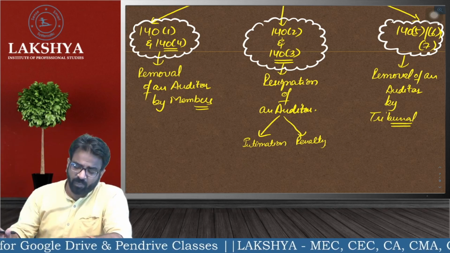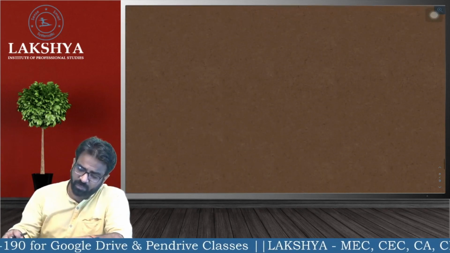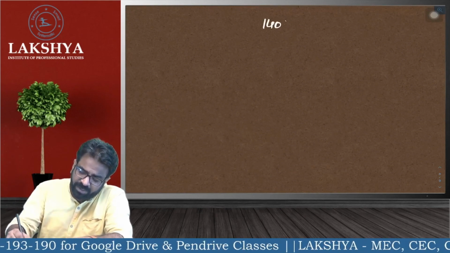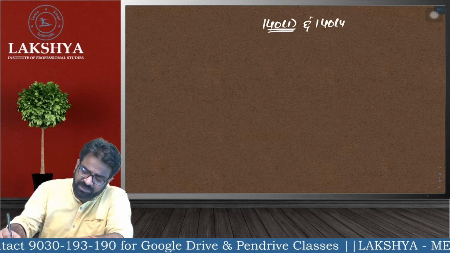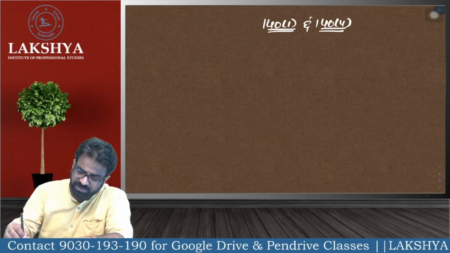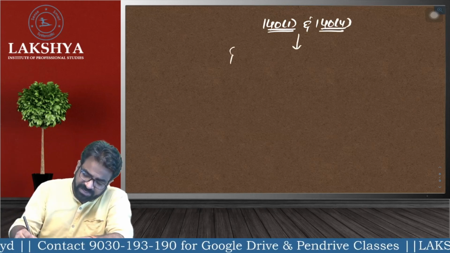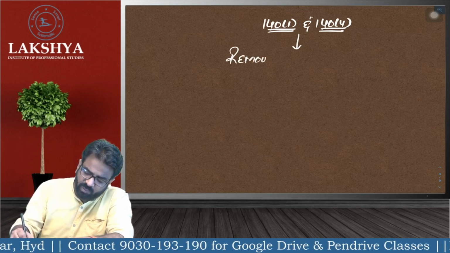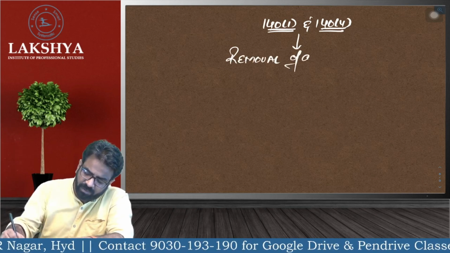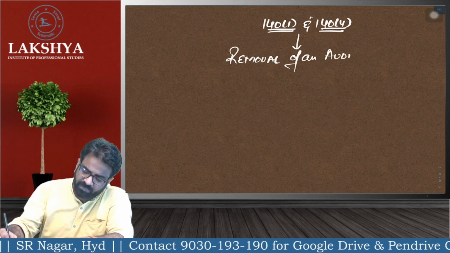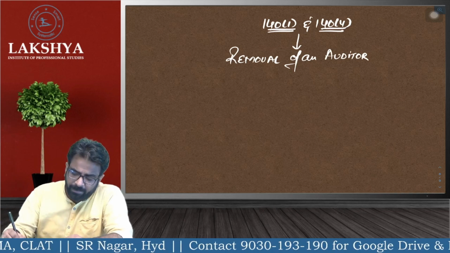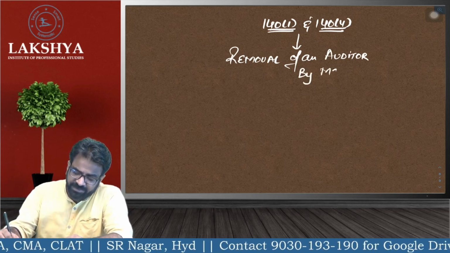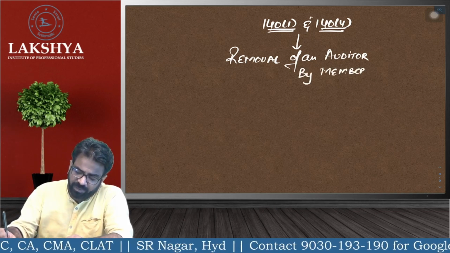So today we are going to start with section number 140 subsection 1 and 140 subsection 4. Put together, two subsections we will do. Sir, what are we going to understand? We are going to understand removal of an auditor by members. Removal of an auditor by members.